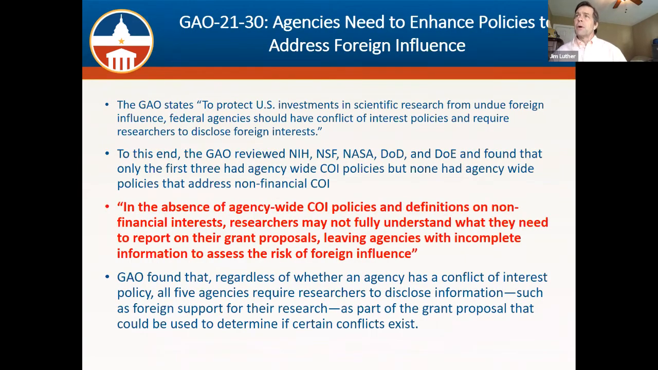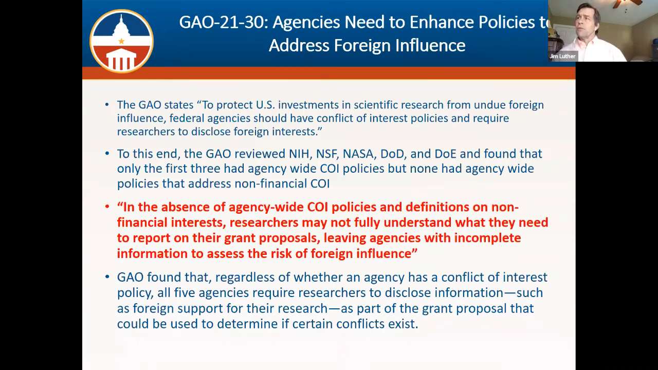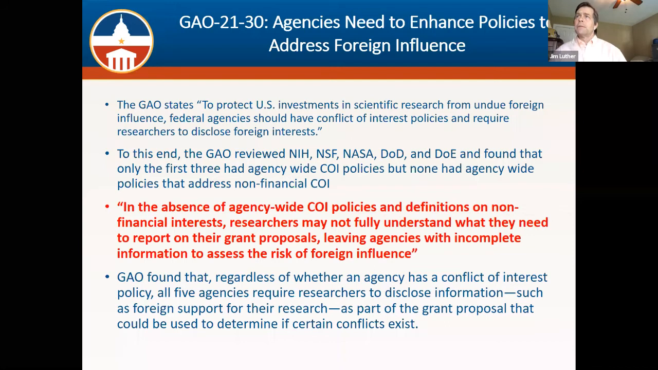Moving briefly on to the GAO report. This came out within the last month, very heavily focused on COI. And you can see there in red, emphasizing that although there is an absence of agency-wide COI policies and definitions, there is guidance from many agencies on these topics. What this report is talking about is how to make it more consistently applied, how it's used in the grant proposal, and so forth. Next slide, please.